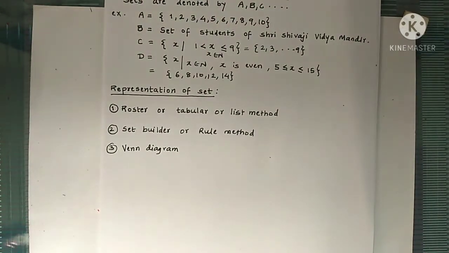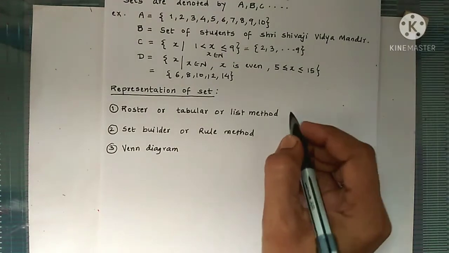The first one is the roster or tabular or list method. As the name itself suggests, in the list method we have to list all the elements of the set. The second one is the set builder or rule method. Here the set is described by some rule. And the third one is the Venn diagram, which is named after the mathematician Venn. Let's see all three methods by an example.